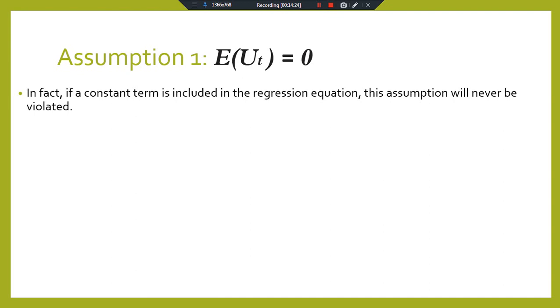As we know, if a constant term is included in the regression model, the assumption will never be violated. Let's see, if we have an x-axis with a variable, and a y-axis with a y variable. This is our independent variable, and this is our dependent variable. Here are some outcomes of our variables x and y.